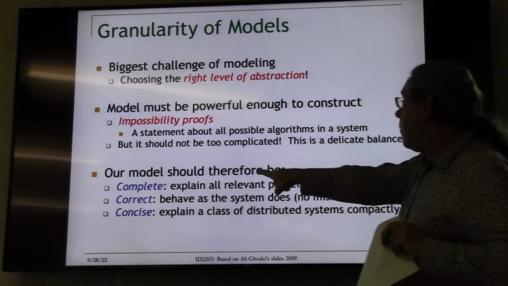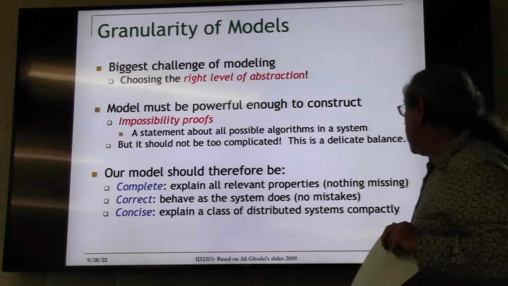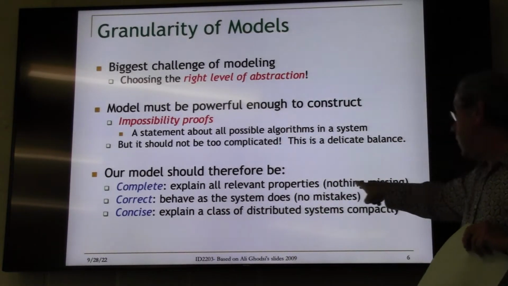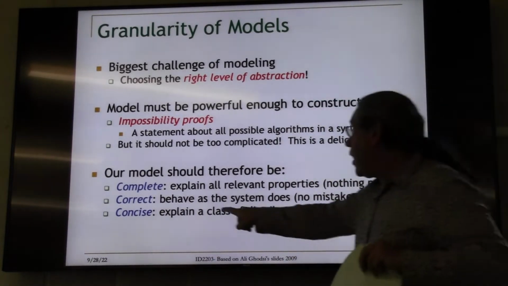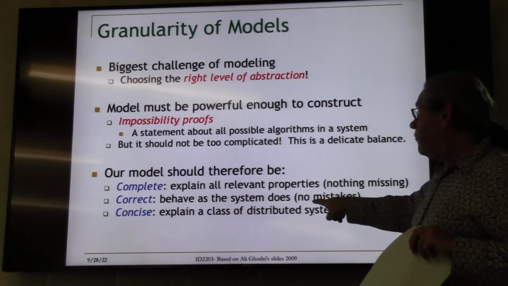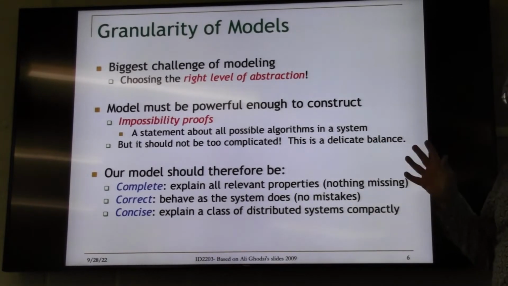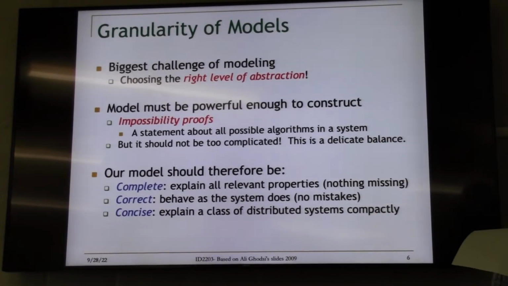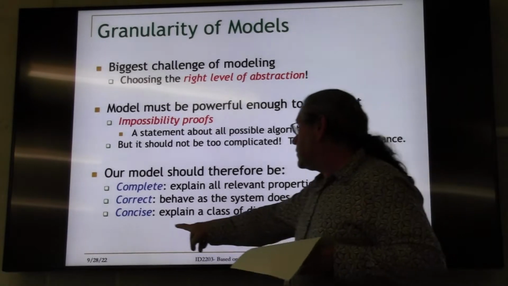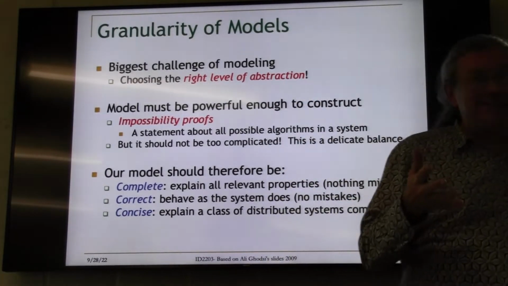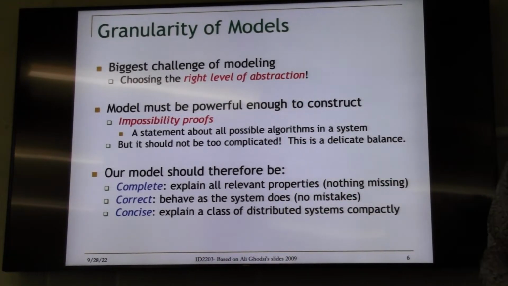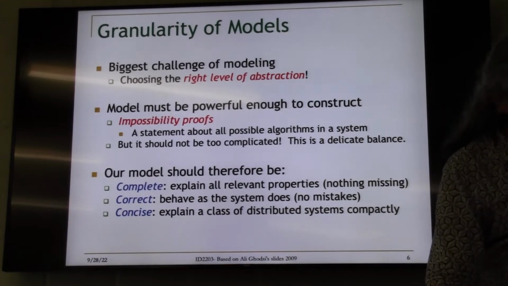The first property is complete. It explains everything we want. Nothing is missing. It is correct. It reflects the real world system. It doesn't do weird stuff that you don't see in the real world. No mistakes. And finally, it's concise. It's not too complicated. Okay? So we're going to look at that. So that's kind of a general introduction.